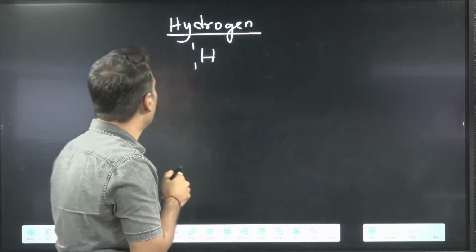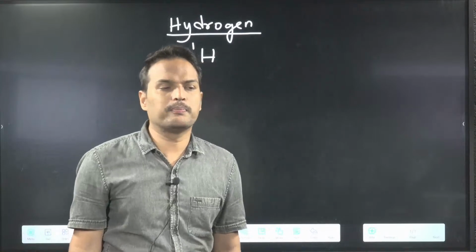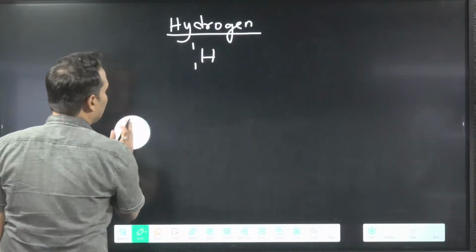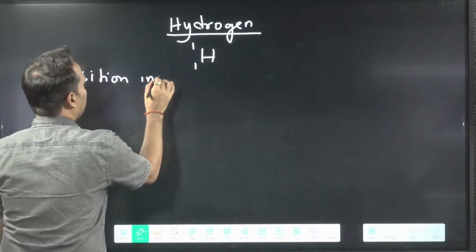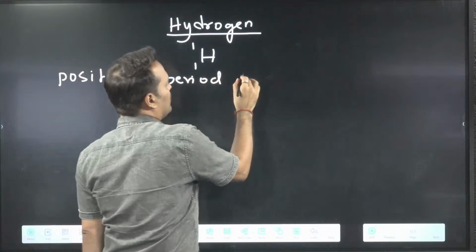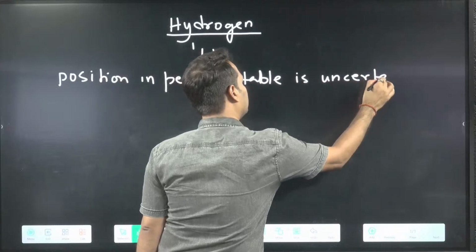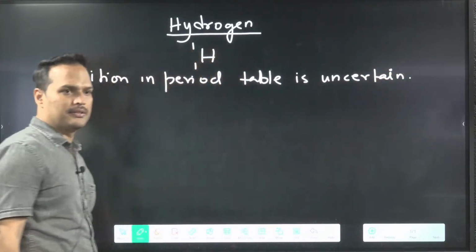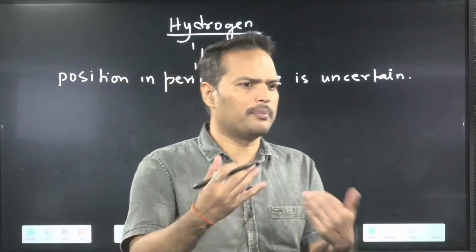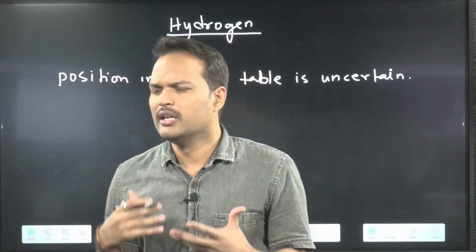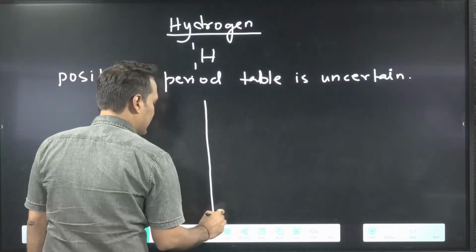So what we will see is that hydrogen is the first element, having atomic number 1. But its position is still not clear in the periodic table. Position in the periodic table is uncertain. Why uncertain? Tell me. Because it resembles which groups? To make this session interactive, you will have to reply also. These are basic things, so if you know something, you reply. Because it resembles group 1 and group 17.